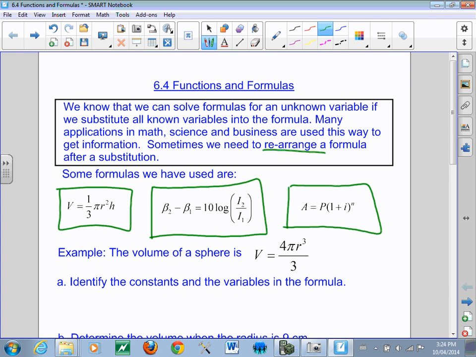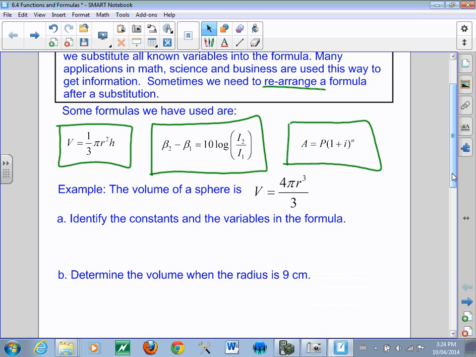So you've got an investment. That's what that's for. What we're going to do today is, here's an example using a new formula, which is the volume of a sphere. So that's the one we're going to focus on for our 3 questions down below. Okay. The first question says, identify the constants and the variables in the formula.